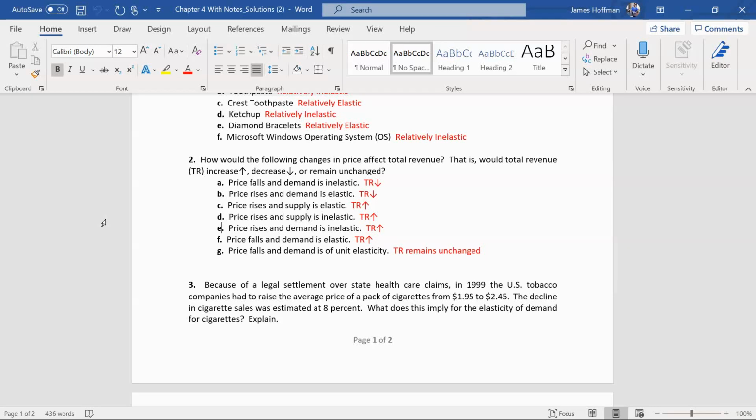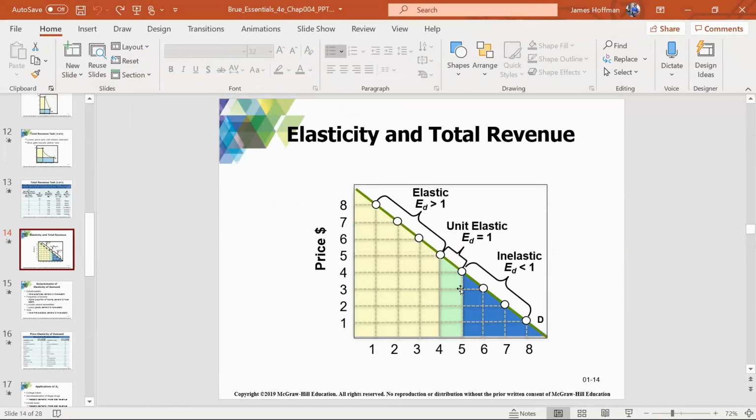E, price rises and demand is inelastic. Okay, so look back at the graph. We're in an inelastic region. Customers are less responsive, so that means they're increasing the price to gain revenue. So that's an increase in total revenue.